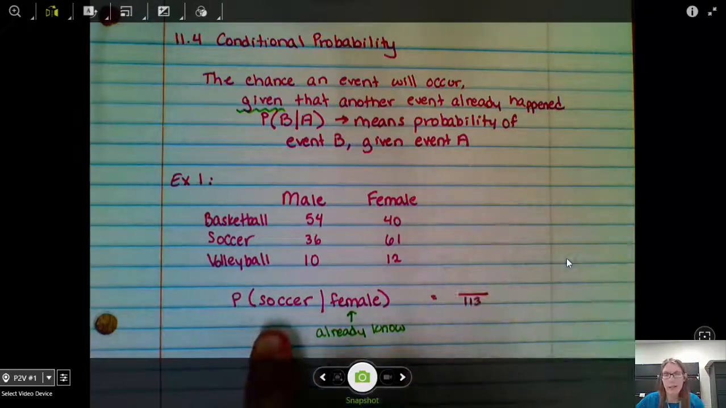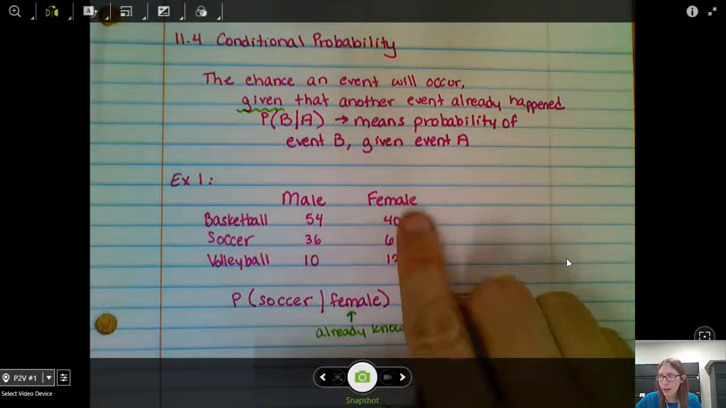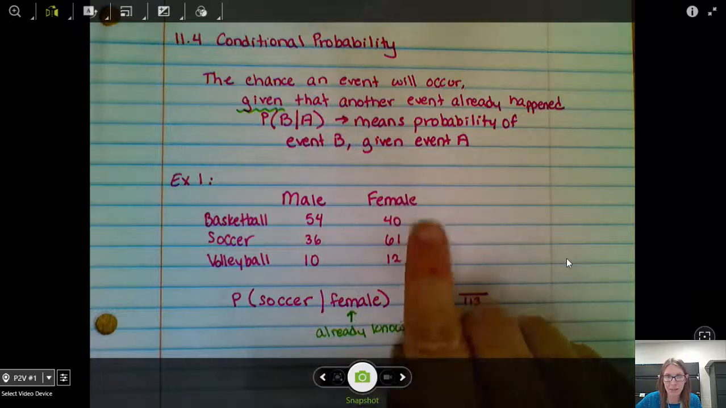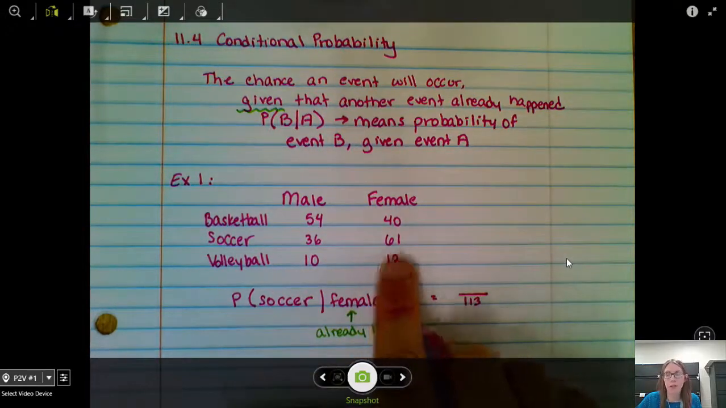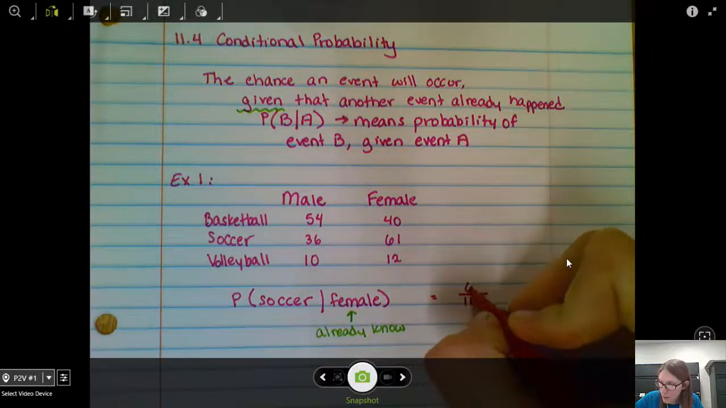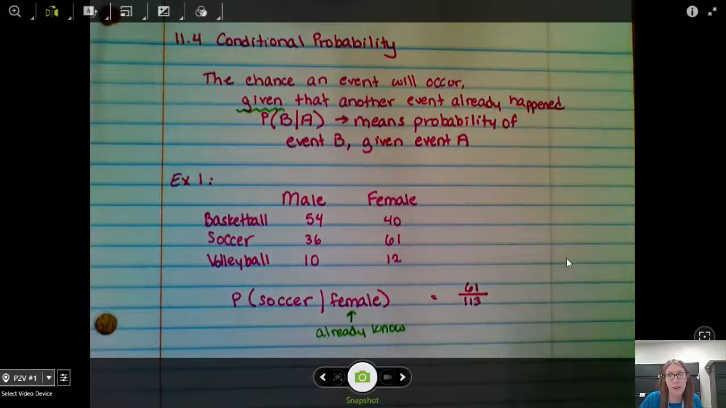The probability that the female plays soccer, we're still just looking in this female column. There are 61 out of those 113 females that play soccer. So it's 61 out of 113.